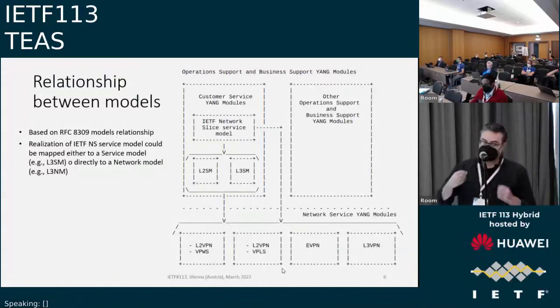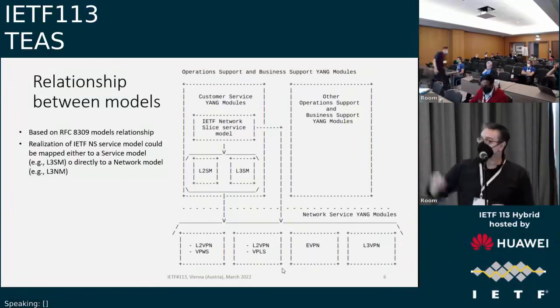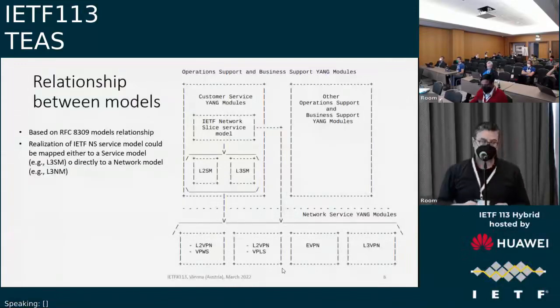we could consider two kinds of translations. One could be to the existing service models, the layer 2 SM or the layer 3 SM. This is why you can see the arrow interconnecting these two. So we could expect some translation from the network slice service model to either the layer 2 service model or the layer 3 service model. But we could also consider another kind of translation, from the IETF network slice service model towards the network service models.